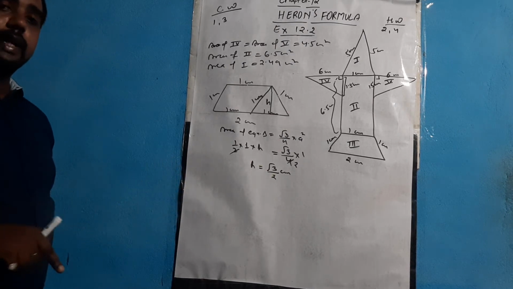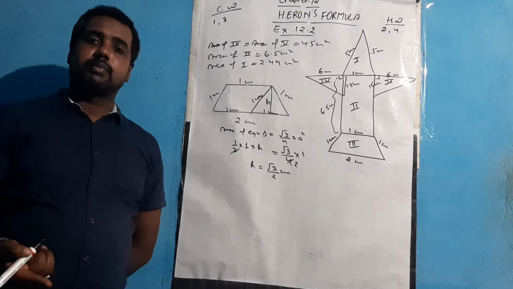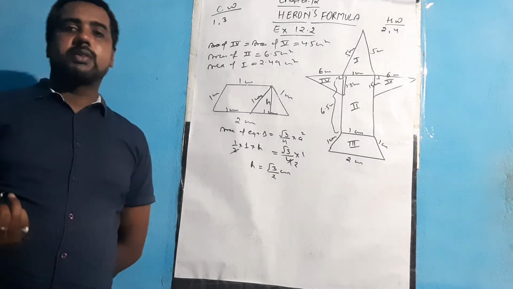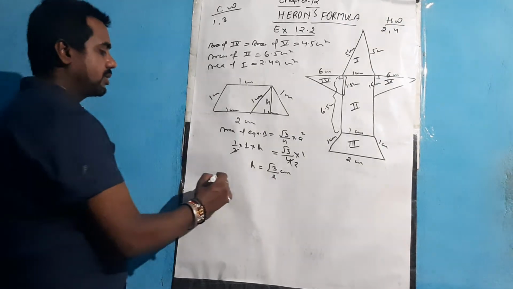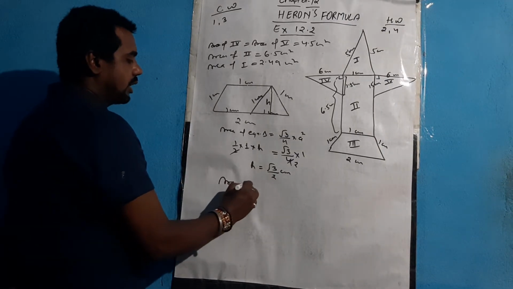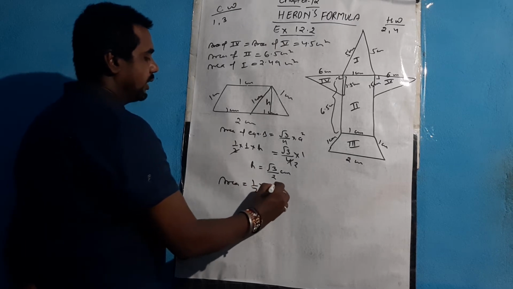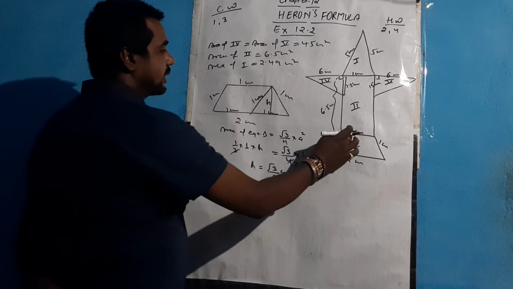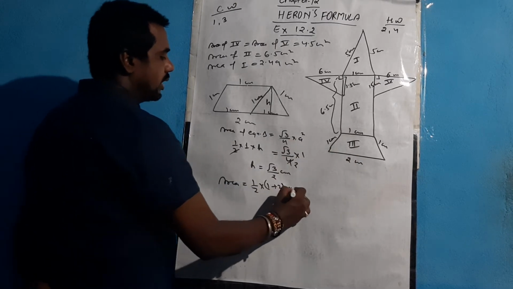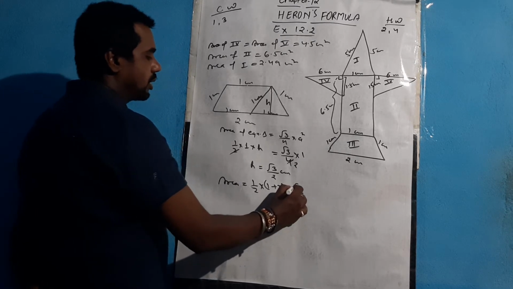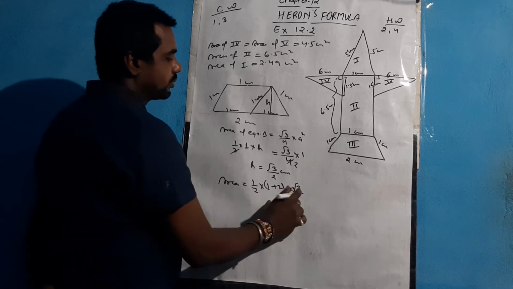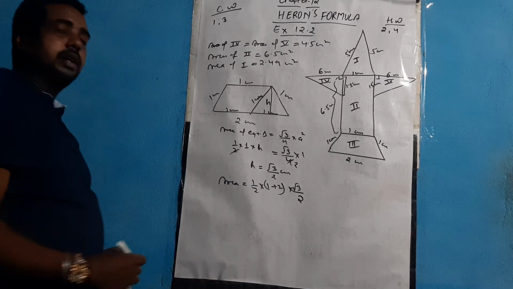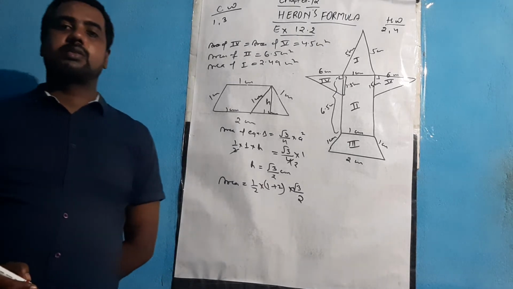So this height is actually the height of the trapezium. After getting the height of the trapezium, you can easily go for the area of trapezium formula, which is half into sum of parallel sides into height, as the parallel sides are 1 and 2, and the height is root 3 by 2. So this way you are going to solve that for the trapezium.